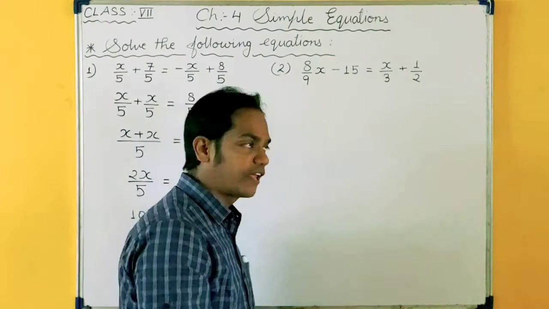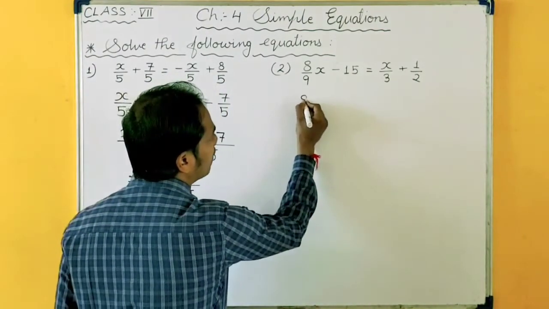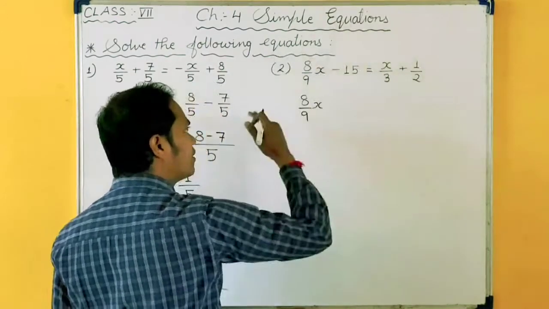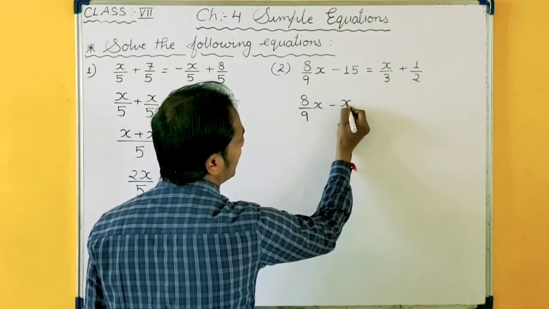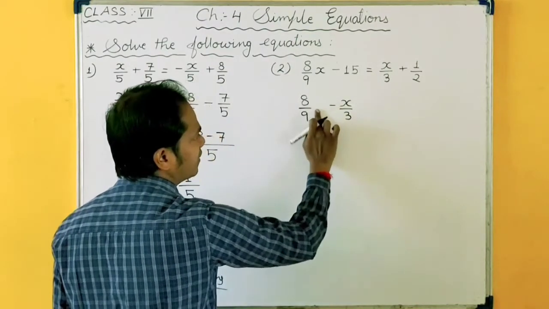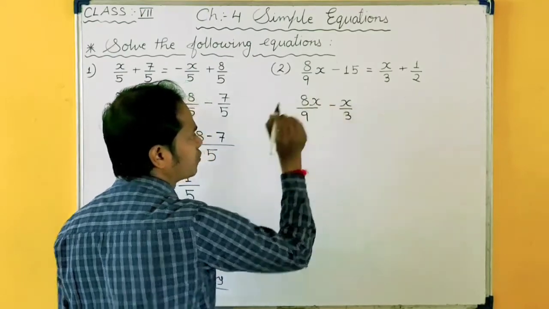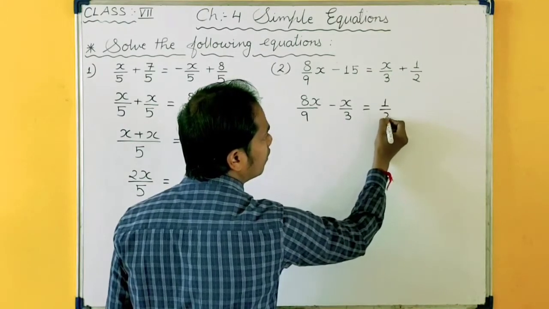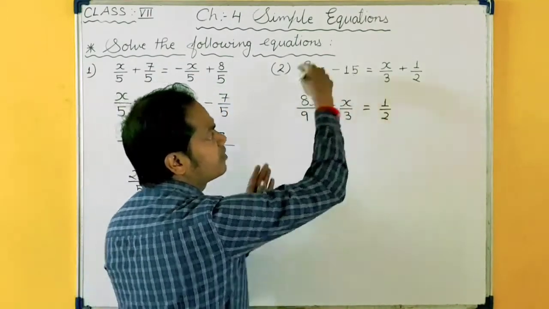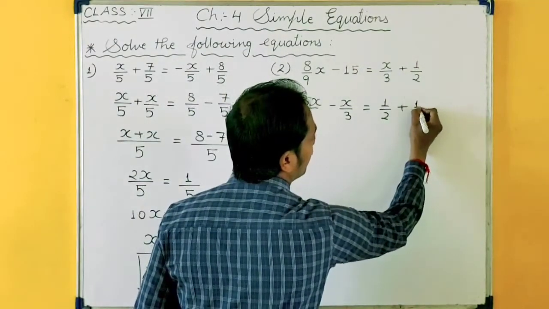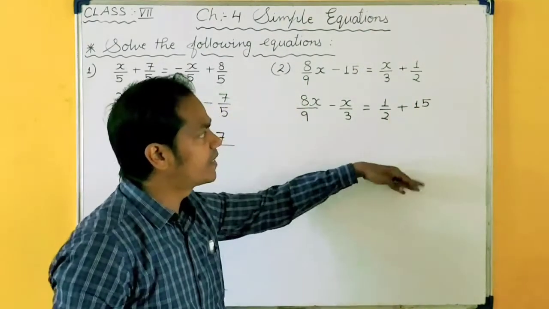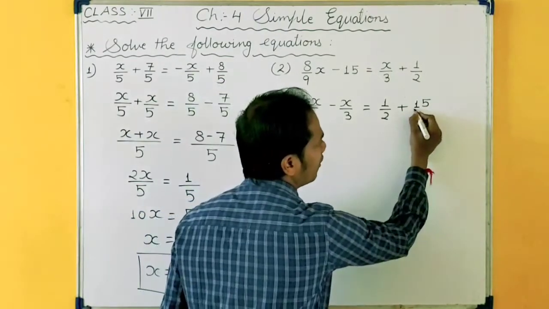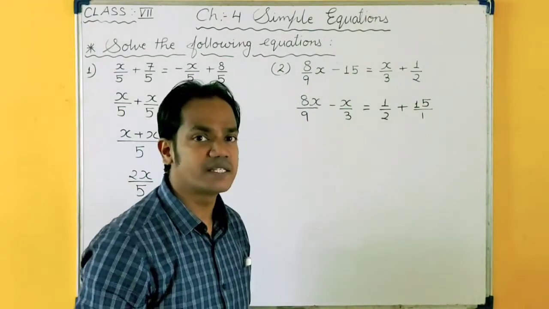Again our first step is shifting. So first of all I will shift 8 upon 9x, and this x upon 3 I will shift to this side. So it will become minus x upon 3. You can write like this also. You can write directly 8x also, equal to 1 upon 2. And this minus 15 I will shift to the right hand side, so it will become plus 15. As I have explained, in the numerator it is 15 and in the denominator it is nothing, so in the denominator you can write 1. If you do not write, then also it is okay.